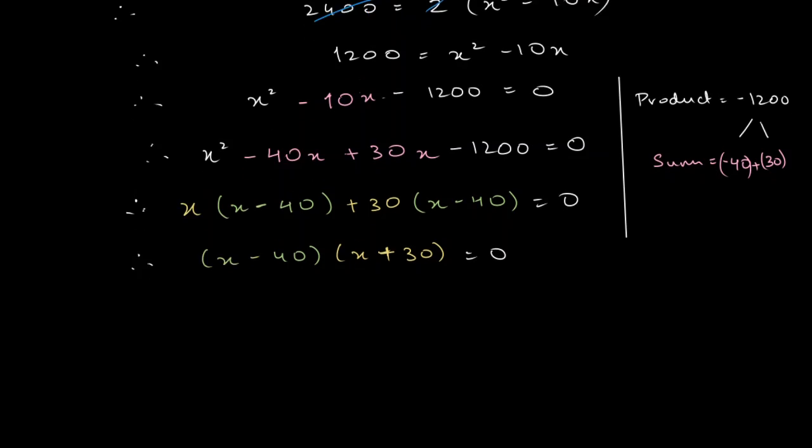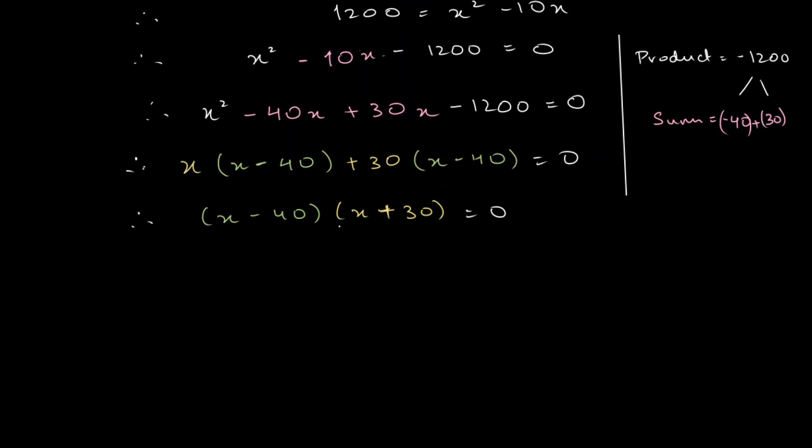So now we are in a position to use the zero product rule, because x minus 40 into x plus 30 is equal to 0. Therefore I could say x minus 40 is equal to 0, or x plus 30 is equal to 0. Now if I just solve the first equation, I get the value of x as 40, or if I solve the second equation, I get the value of x as minus 30.